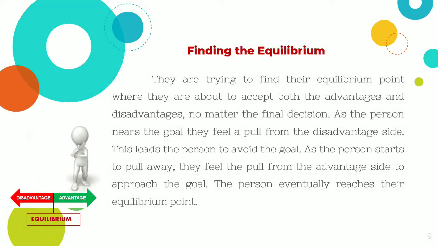Finding the equilibrium. The approach-avoidance conflict is known to cause stress. People go back and forth trying to make a decision. So they are trying to find their equilibrium point where they are able to accept both the advantages and the disadvantages, no matter the final decision. As the person nears the goal, they feel a pull from the disadvantage side. This leads the person to avoid the goal. As the person starts to pull away, they feel the pull from the advantage side to approach the goal. So the person eventually reaches their equilibrium point. The equilibrium point, po, ito po yung nasa gitna.